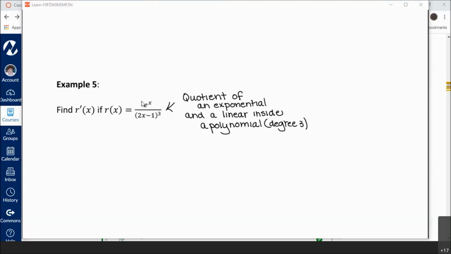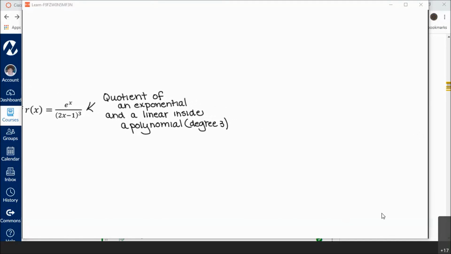Okay, you can look at it as a quotient, but I think why some of you are saying it's a product, okay, you can also see it as a product. If you do a little bit of rewriting, e to the x times 2x minus 1 to the minus 3. Okay? And basically it's a product of an exponential and a linear inside a rational.